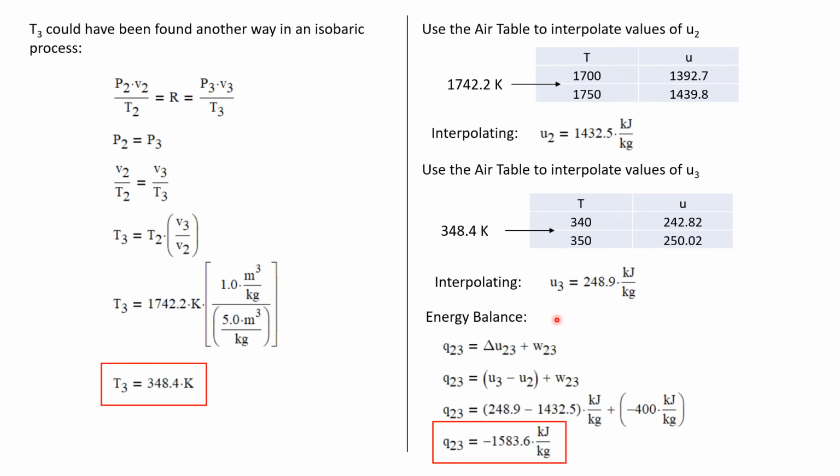Well, now that we have that, we can write an energy balance for process 2-3, and that's just Q is delta U plus W. And delta U for process 2-3 is written as U3 minus U2. And we have those values, so we can plug them in. We already calculated the work for process 2-3 as minus 400 kilojoules per kilogram. So the heat transfer for process 2-3 is minus 1583.6 kilojoules per kilogram.